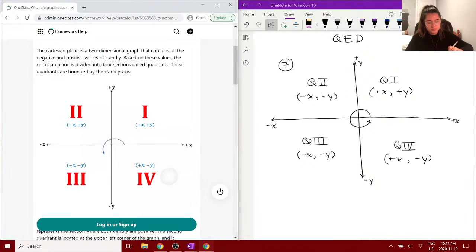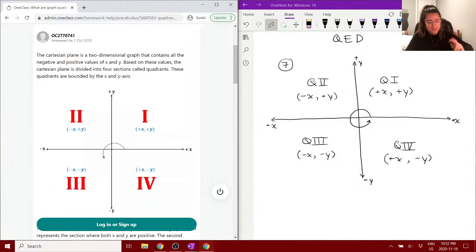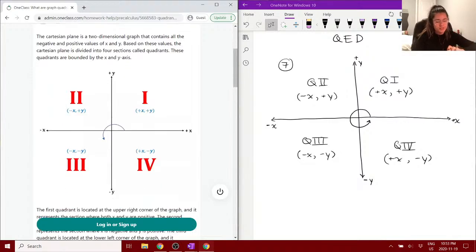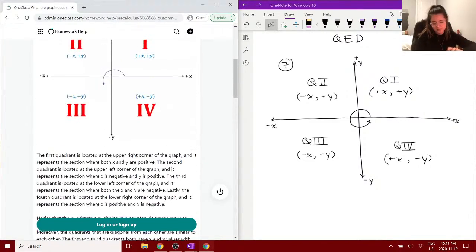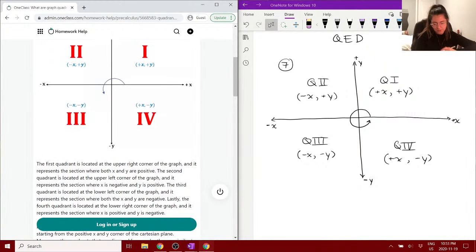So the Cartesian plane is a 2-dimensional graph that contains all negative and positive values of x and y. Based on these values, we can divide the Cartesian plane into 4 different sections called quadrants, and they are bounded by the x and y axis, or axes. The first quadrant is located in the upper right corner, and let me just circle them as we go.